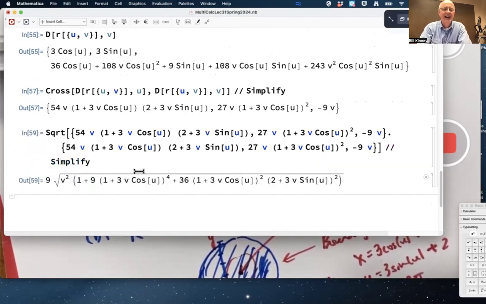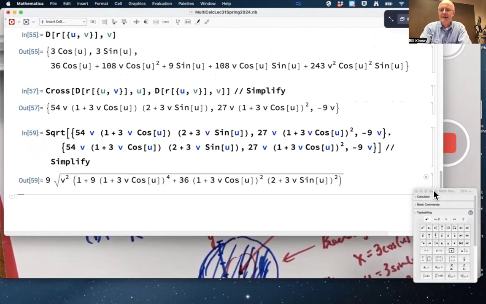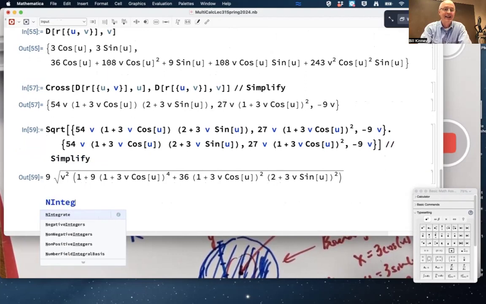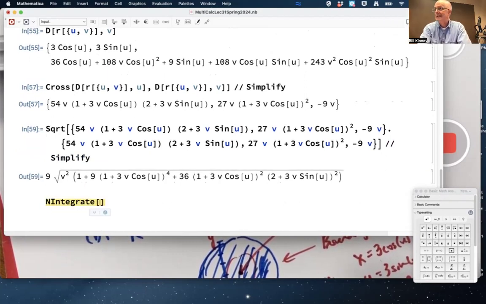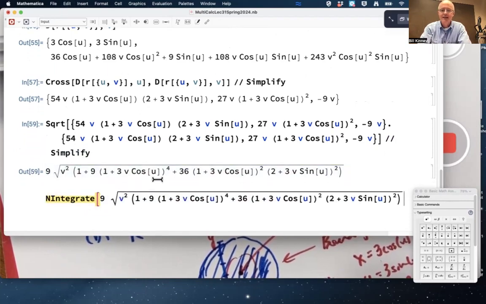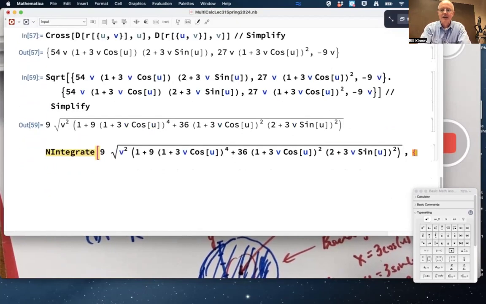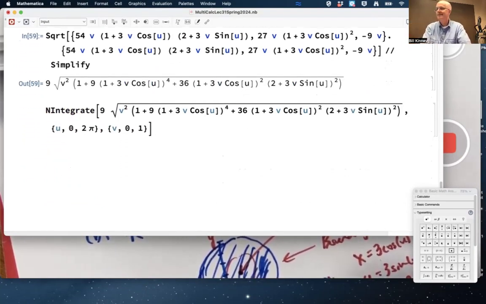Can Mathematica do it symbolically? Probably not. Probably you have to rely on NIntegrate to integrate it numerically, meaning behind the scenes it's doing something like Simpson's rule. NIntegrate this numerically. u goes from 0 to 2 pi, v goes from 0 to 1. We should get an answer bigger than 28.3, I hope.